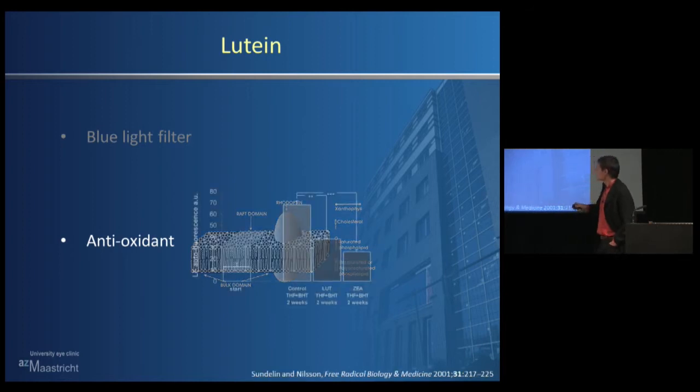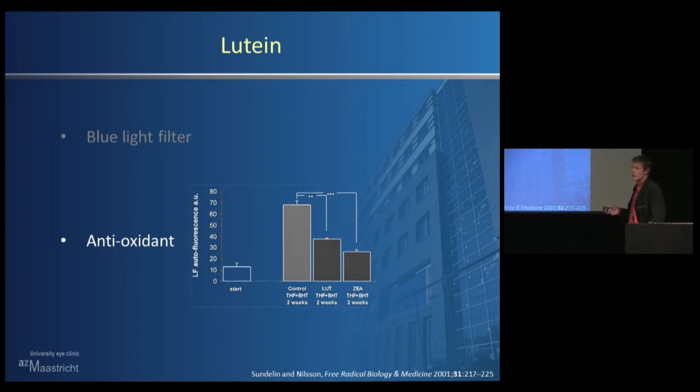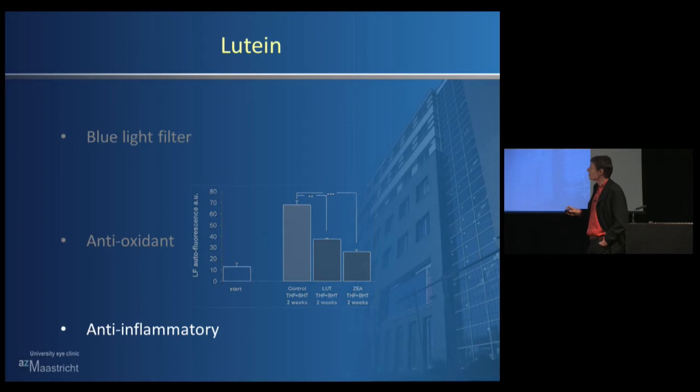A beautiful experiment from Sunderland and the group showed in vitro that autofluorescence, which is a measure of lipofuscin formation, can be decreased by having either lutein or zeaxanthin in. So it really works as an antioxidant at the site where you want it to be.